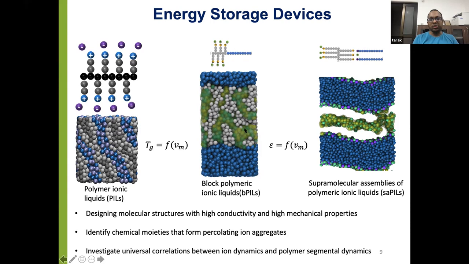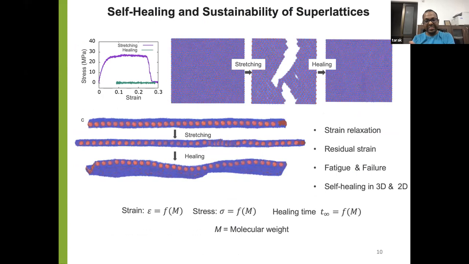And we also looked into hierarchical structures of polymers to see how long ion channels we can form in a polymer matrix and so on, looking into their correlations between glass transition temperature, ion pair volume, decoupling coefficient, and so on. So those are the kinds of ion-containing polymers targeting energy storage or ion transport applications. The second problem which I want to talk briefly about is self-healing materials.